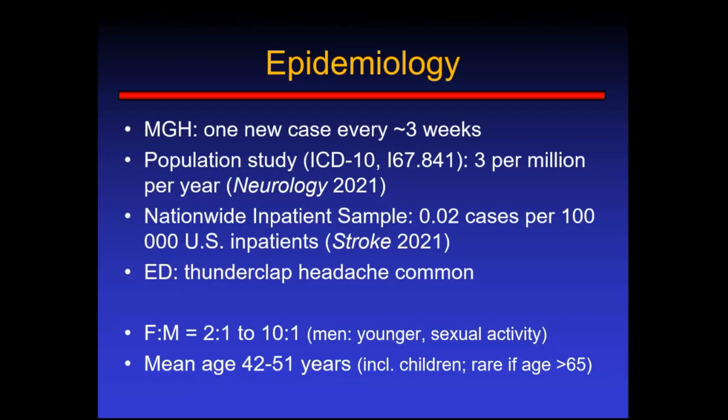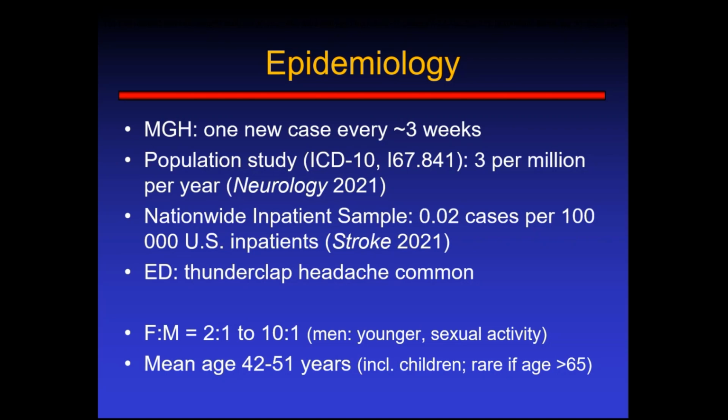Over the past maybe 7 or 8 years, epidemiological studies have now been conducted by groups around the world. What we know from population-based studies is there's a new ICD-10 diagnostic code. I was on this committee, and it's called the I67.841. The estimate is 3 per million per year. And then the nationwide inpatient sample based upon the same ICD-10 code estimates 0.02 cases per 100,000 inpatients.